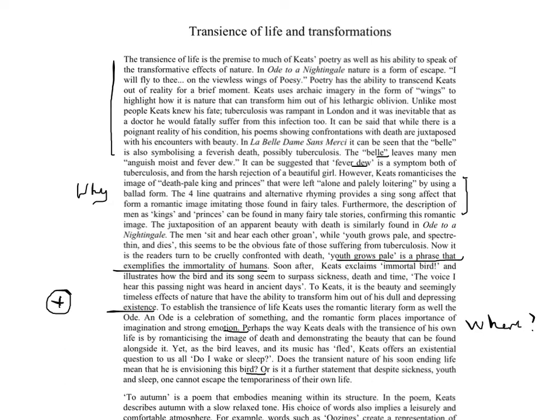It's a little frustrating when it's a coursework essay to hand in. I think these quotes are referring to how mankind is mortal, but perhaps the bird isn't. The bird's beauty is timeless, which is correct in where they go on to say it. Now, the one point I'm going to make here is on this sentence. To Keats, it is the beauty and seemingly timeless effects of nature that have the ability to transform him out of his dull, depressing existence. Beauty has the ability to transform him out of reality.